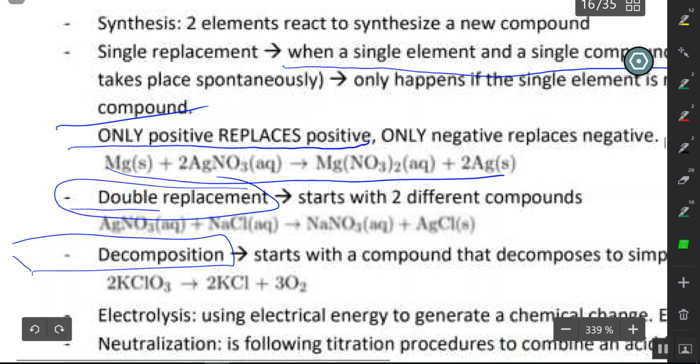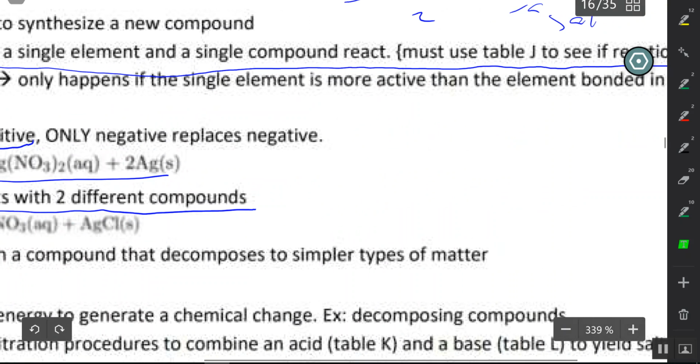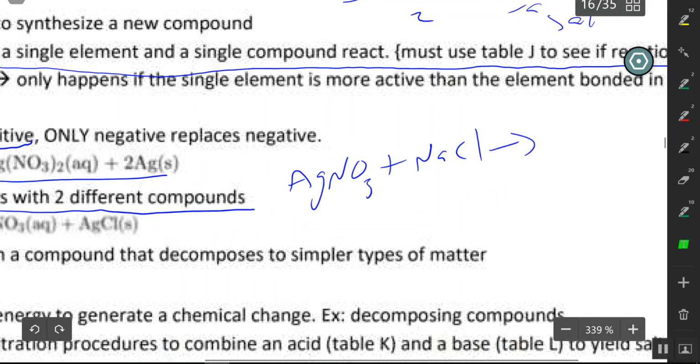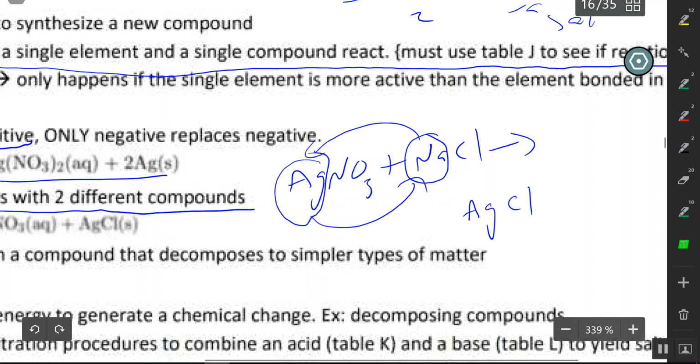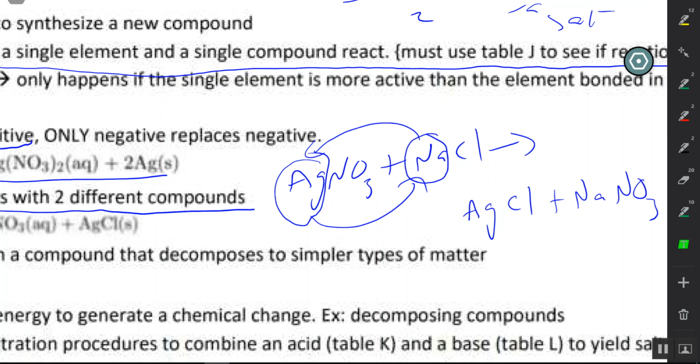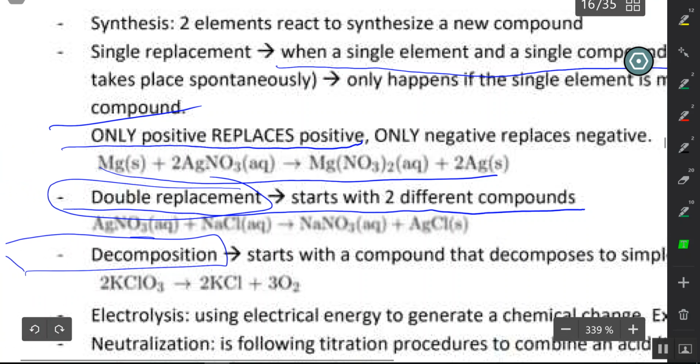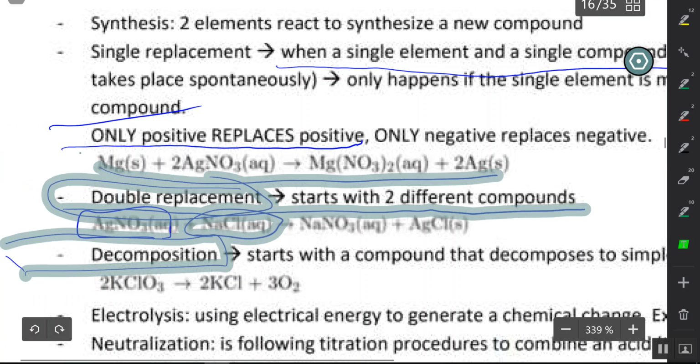Next, we have double replacement reactions, and that starts usually with two different compounds. Here's an example. You have AgNO3, the silver nitrate, combining with sodium chloride. Now what happens is, it's kind of like an even swap. This Na swaps positions with this Ag. So this comes to hang out with NO3, while this comes to hang out with Cl. So you end up with Ag hanging out with Cl plus Na hanging out with NO3. This is an example of a double replacement reaction, and that usually starts with two compounds, in this case AgNO3 and NaCl. All right, moving on.